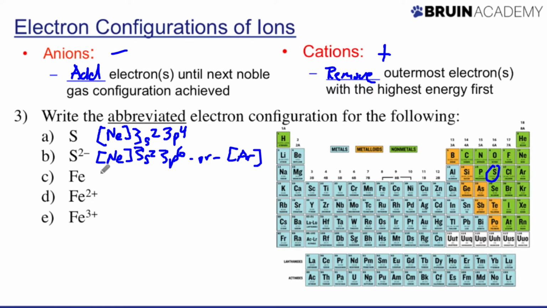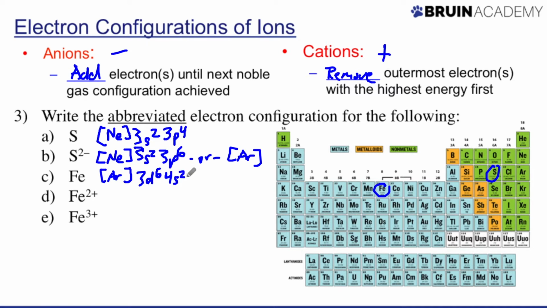So let's try neutral iron. Iron is right here. The noble gas before it is argon, so we'll write argon in brackets. And then we'll write 4s2. Actually, we're going to write that afterwards. So we're going to count 1, 2, 3, 4, 5, 6. We're going to write 3d6 first, and then 4s2.